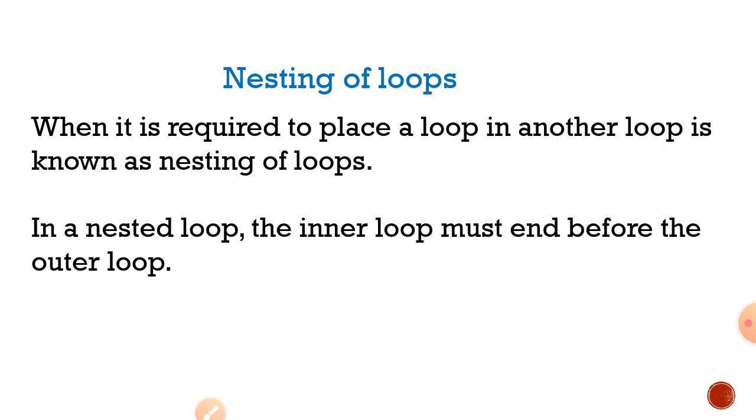Now the last part is nesting of loops. Okay, so there are situations which require one loop to be placed within another loop. This is called nesting of loops. When a loop is present inside another loop, it is called a nested loop. In a nested loop, the inner loop must end before the outer loop.